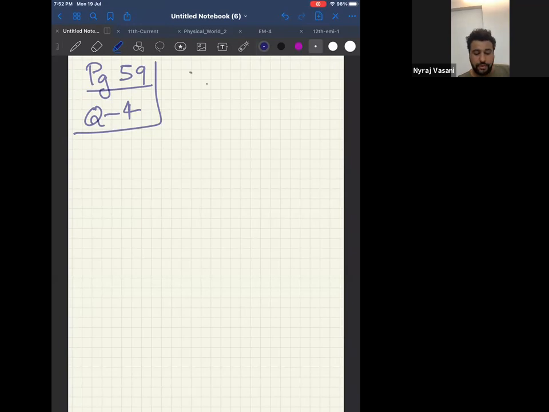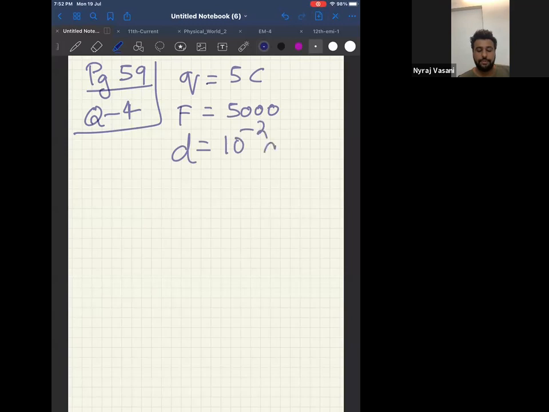A charge of 5 coulomb experiences a force of 5,000 Newton when it is kept in a uniform electric field. What is the potential difference between the 2 points when it is separated by a distance of 1 centimeter? 1 centimeter is 10 power minus 2 meter. And what is the potential difference?